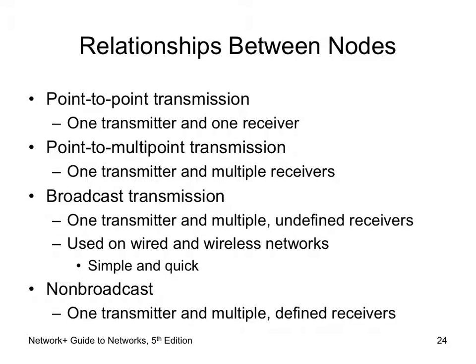And so, point-to-point is one transmitter, one receiver. Point-to-multipoint is one transmitter, multiple receivers. Broadcast transmission is one transmitter, multiple undefined receivers, used on wire and wireless, simple and quick. Non-broadcast is one transmitter and multiple defined receivers. So let's talk about a couple of these, all right? Multiple or broadcast transmission, let's talk about that one.